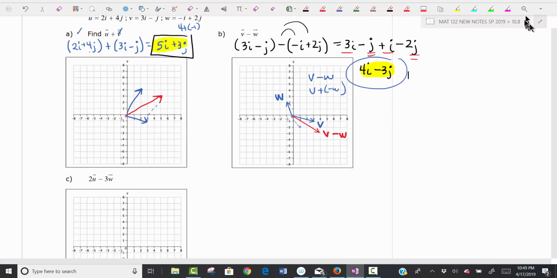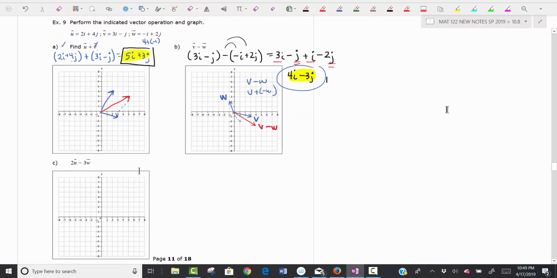All right, let's do one other one here. Let's write down what we have. Vector u is 2i plus 4j. In this problem, we're going to multiply that by the scalar 2, then minus, and then we're going to take vector w, which is negative i plus 2j, and multiply that by 3. So we're taking 2 times vector u minus 3 times vector w. Let's go ahead and work that out then.